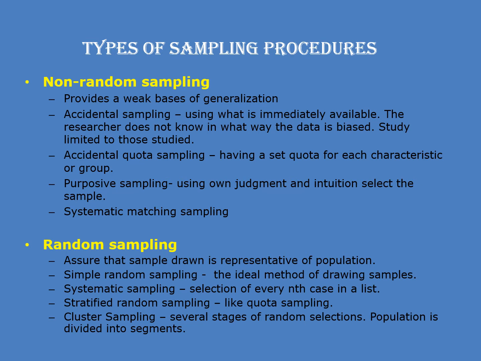And there's also something called cluster sampling, where there are several stages of random selections, and the population in a data set is divided into segments to provide perspectives across different populations, if you like.